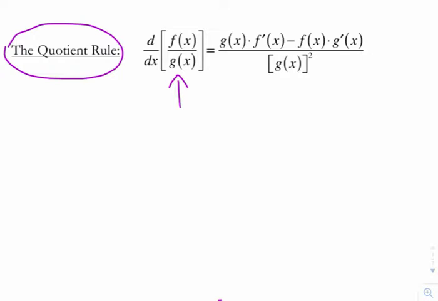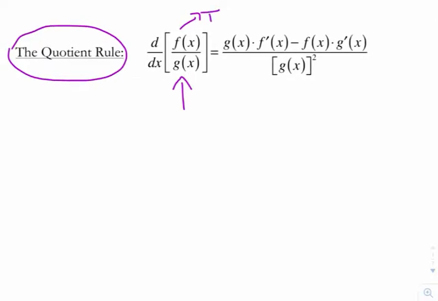A lot of people say that since this is the top, and this function is the bottom, we read this rule as saying this is the bottom times the derivative of the top minus the top times the derivative of the bottom over the bottom squared. Let's talk about how to use it. We'll do an easy example.